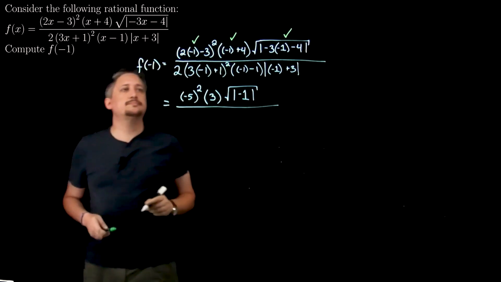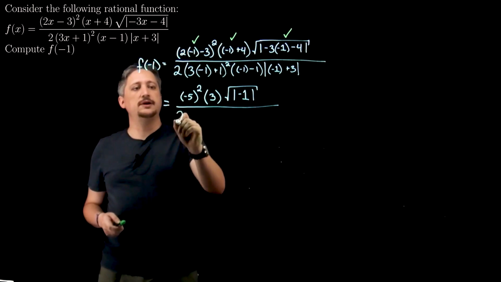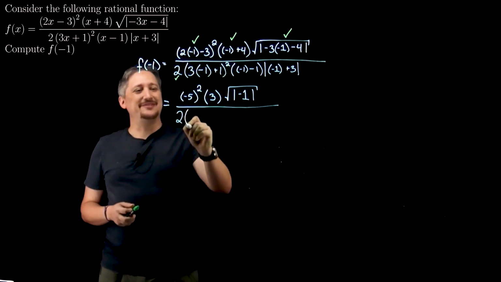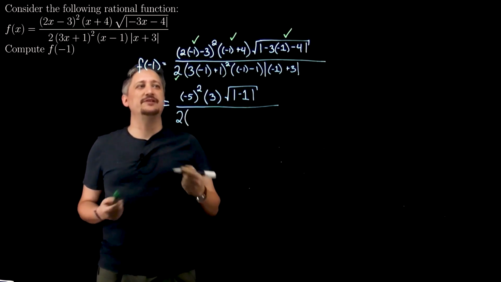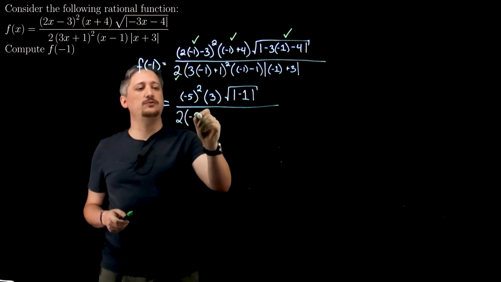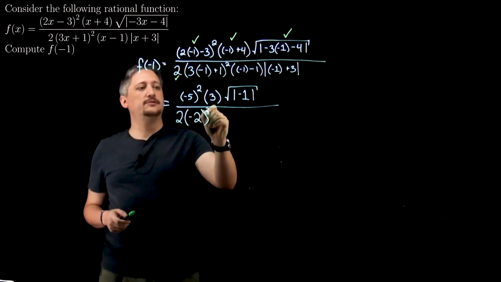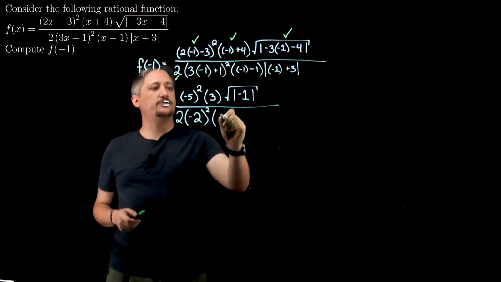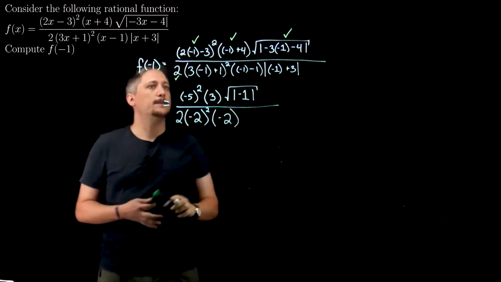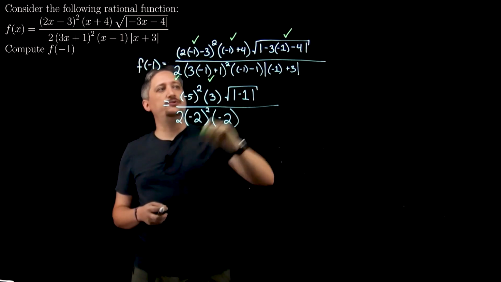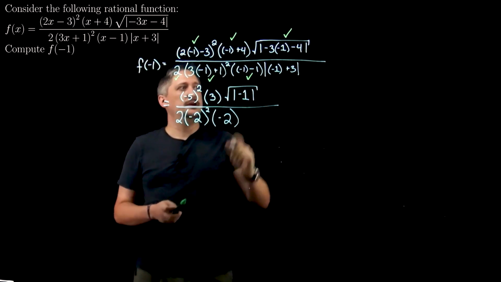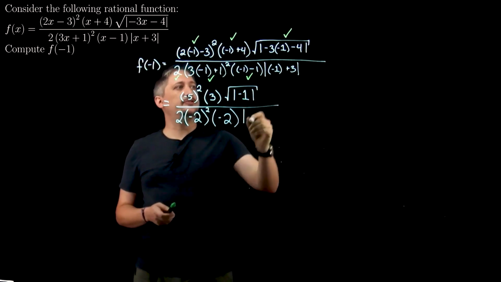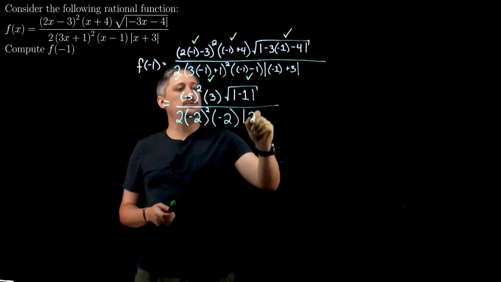Bottom. 2. That's easy enough. I got that part done. Open parenthesis. So 3 times negative 1, that's negative 3, plus 1 is negative 2 squared. Minus 1 minus 1, so that's minus 2. Sorry, this was the minus 2 squared. That's the other minus 2. And then I have absolute value of minus 1 plus 3, so that's going to be 2. Lots of 2's in the bottom there.